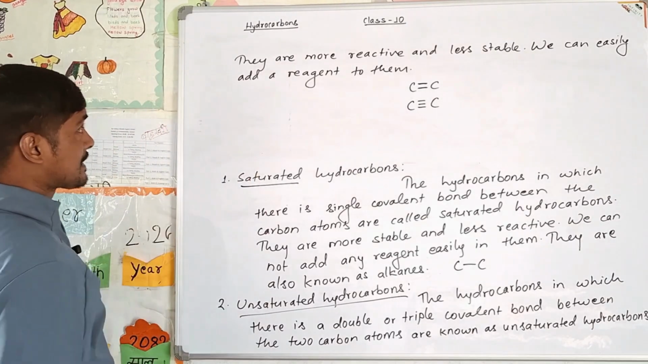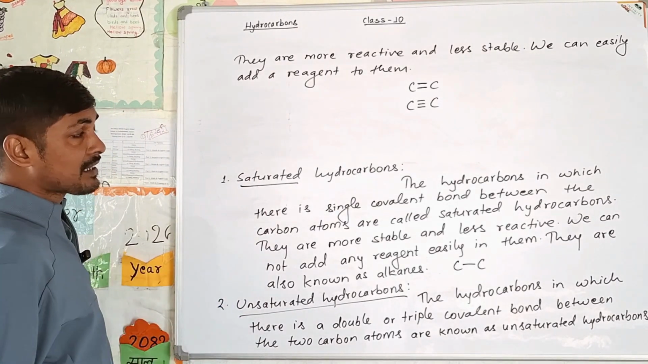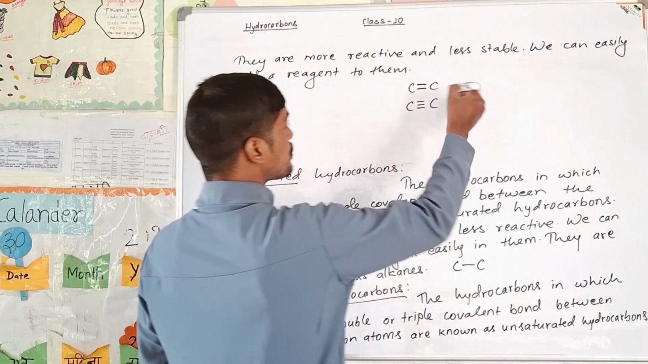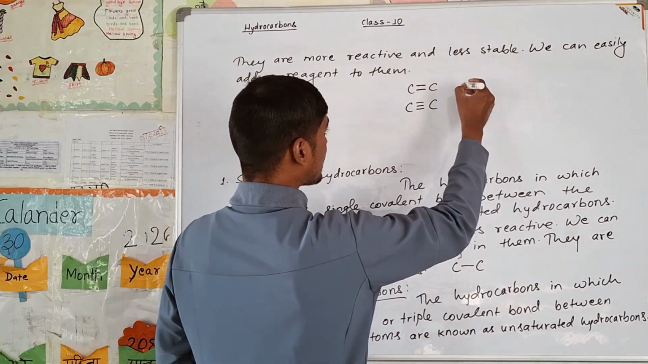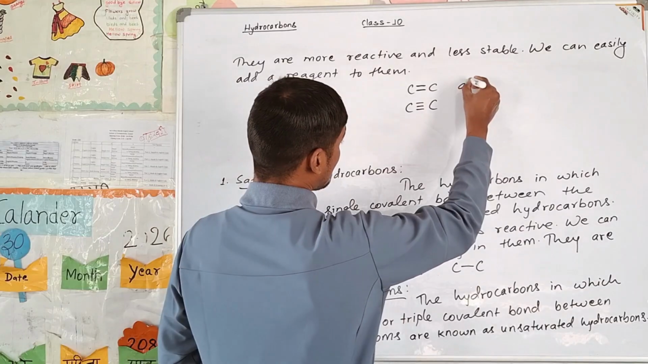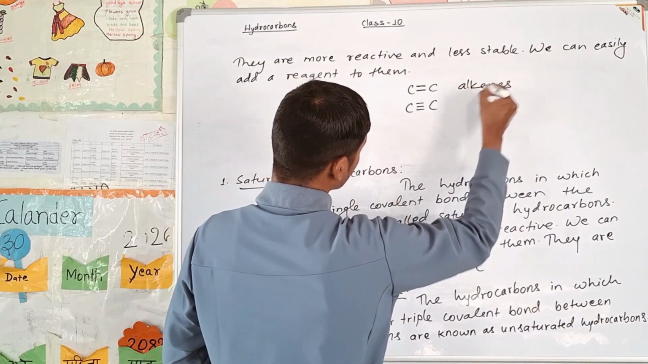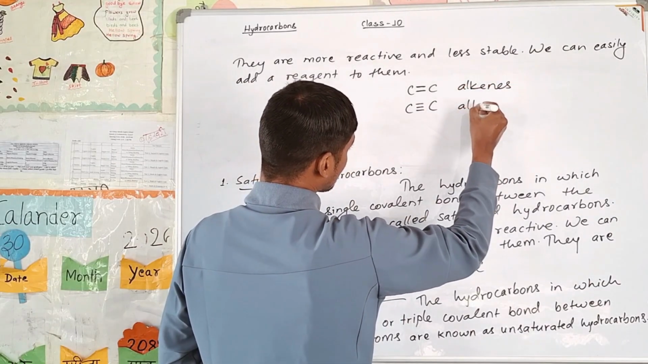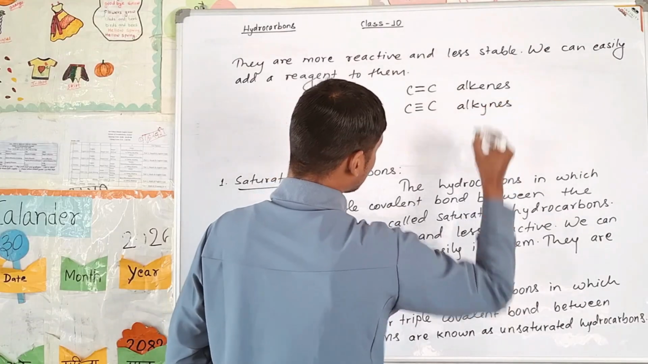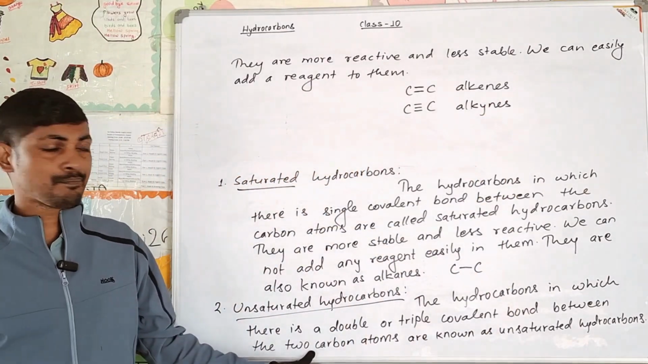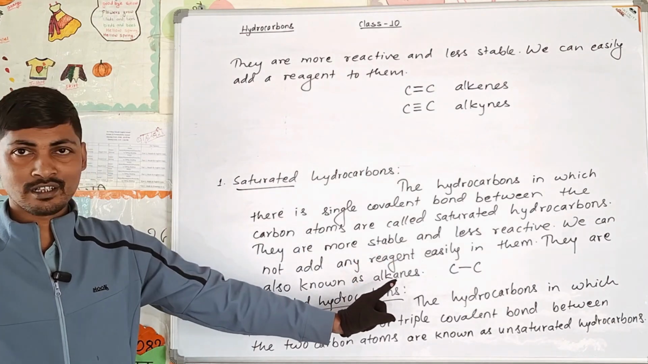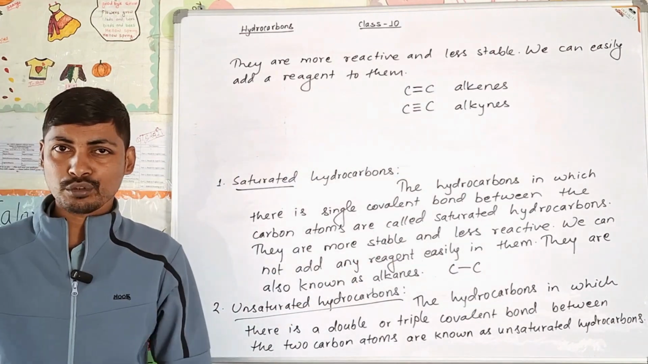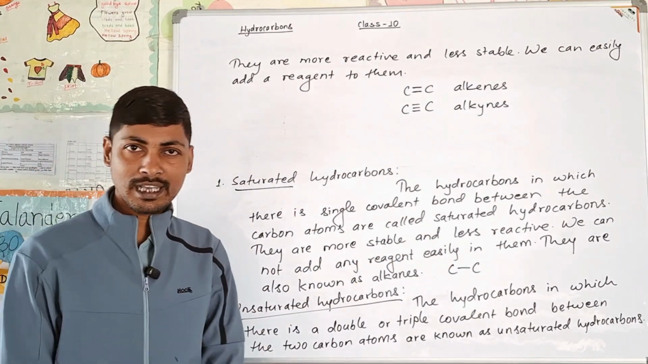So these unsaturated hydrocarbons, if there are two covalent bonds between the carbon atoms, are known as alkenes. If there are three covalent bonds, then they are known as alkynes. But saturated hydrocarbons are known as what? Alkanes. Whereas unsaturated hydrocarbons are known as alkenes or alkynes.